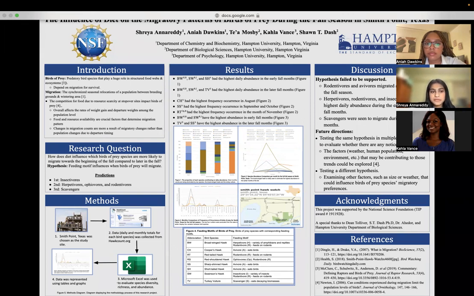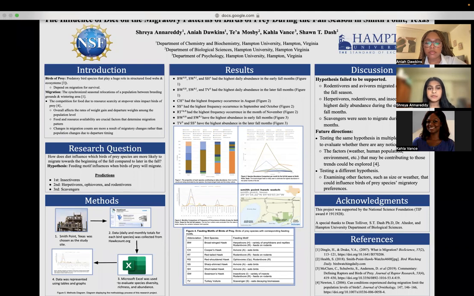And today our group will be discussing the influence of diet on the migratory patterns of birds of prey during the fall season in Smith Point, Texas. So as an introduction, birds of prey are predatory bird species that play a huge role in ecosystems and they depend on migration for survival. Examples of these birds include bald eagles, Cooper's hawk, turkey vultures, species like that.